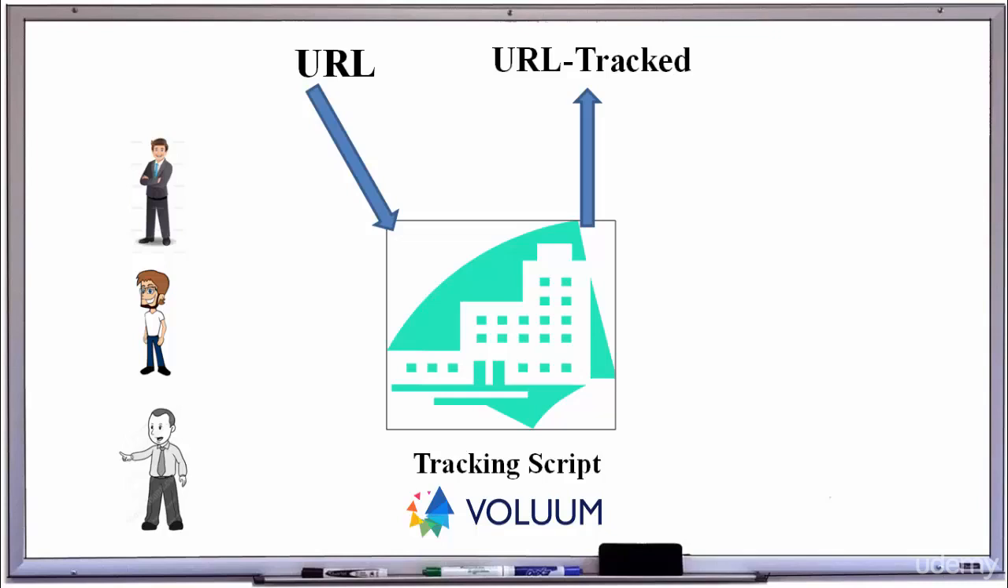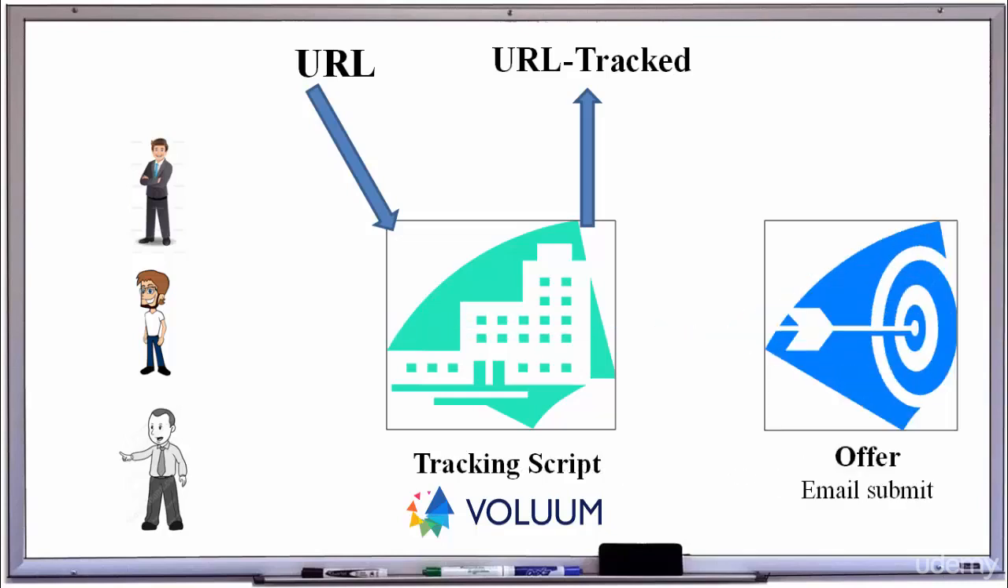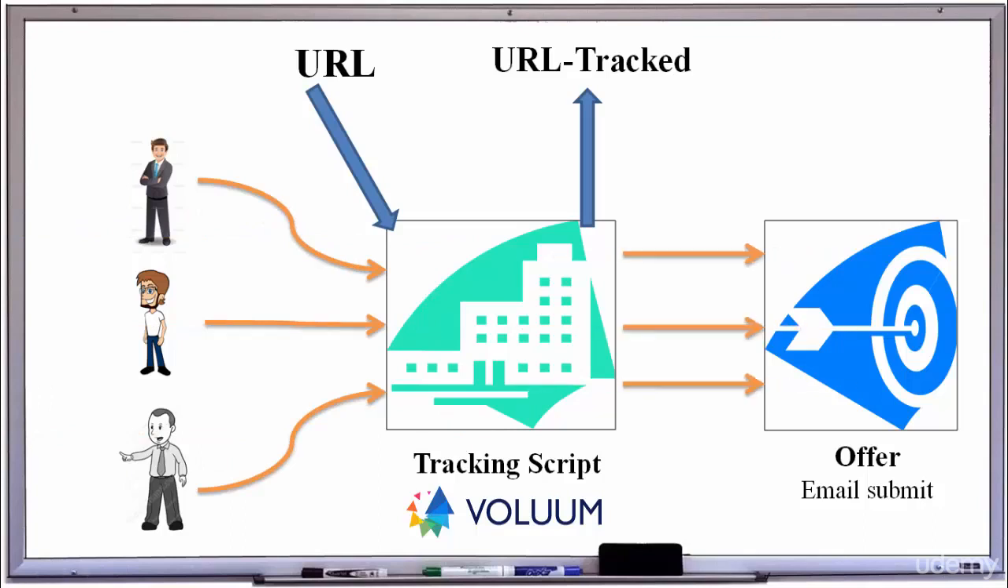And for example, on the other side, we have the offer. This is the offer that we're going to send traffic to. Let's take, for example, that this is our email submit. If you don't know what email submit means, go back to the preview section to get an idea about email submit. So the operation will be that the visitor passes through the tracking script before going to the offer. And this tracking script is going to send that visitor to the offer.